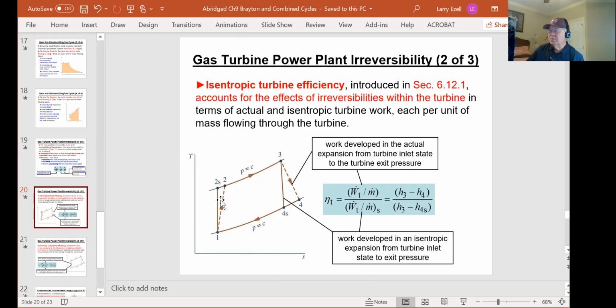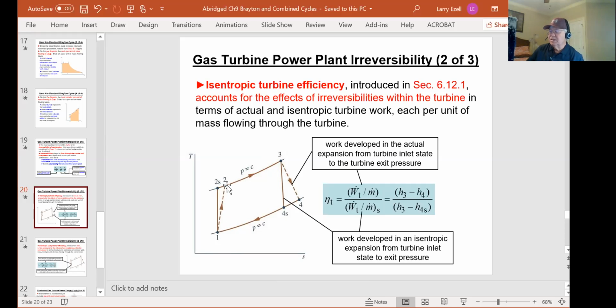1 to 2 is the actual compression process. Again, this is the lower pressure. This is the higher pressure. We're dealing with a single phase ideal gas, so the constant pressure lines are like parallel arcs with a very mild bend to them, almost straight lines. This would be if we had a 12-to-1 ratio, and this was atmospheric air at 1 bar. This would be constant pressure at 12 bar. So here's the actual process.